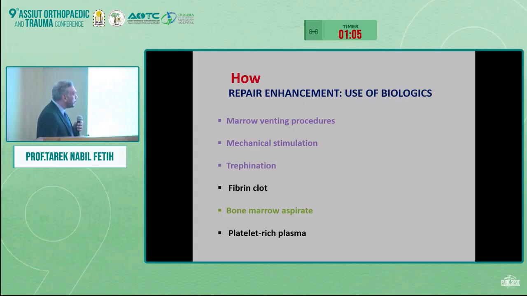Trephination also improves vascularity and healing. Fibrin clot, studies about it, but it's very difficult to apply. Bone marrow aspirate, very promising results with enhanced healing potential. Platelet-rich plasma is still controversial and needs more studies.